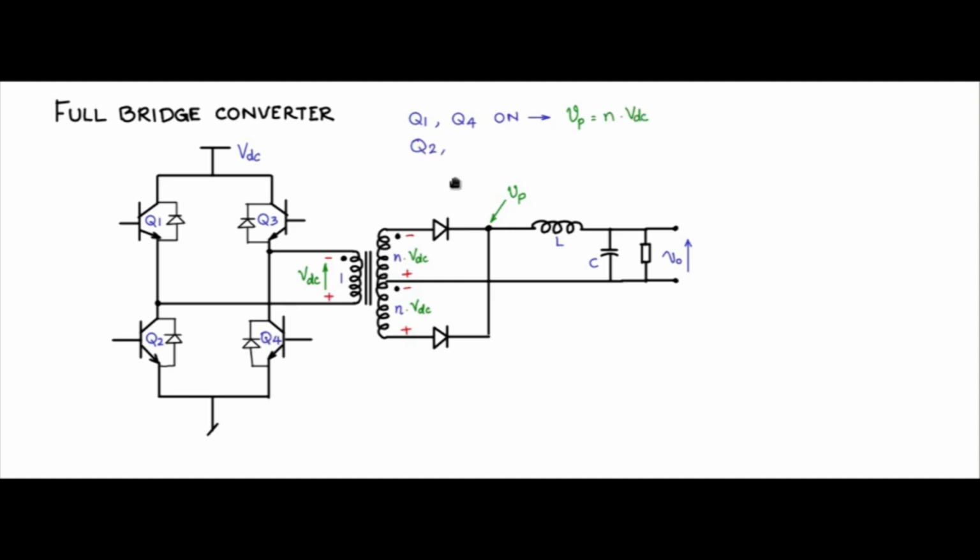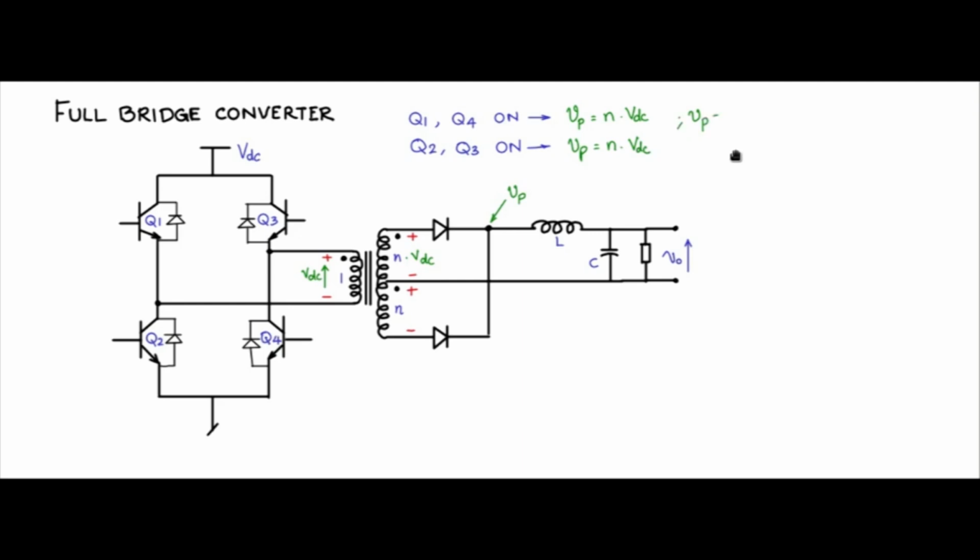We'll write it down. And during the time when Q2 and Q3 are on, these 2 are on simultaneously, you will see that Q3 is on means dot end is positive and non-dot end is negative. Q2 connects it to ground. So on the secondary side also you will see the dot end positive, non-dot end negative. So the primary voltage is VDC. It will translate into N times VDC, and Vp will be N times VDC during that time.